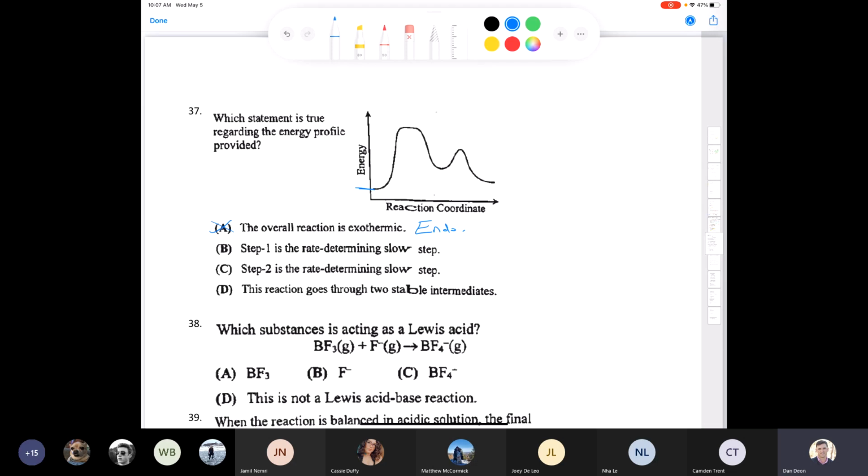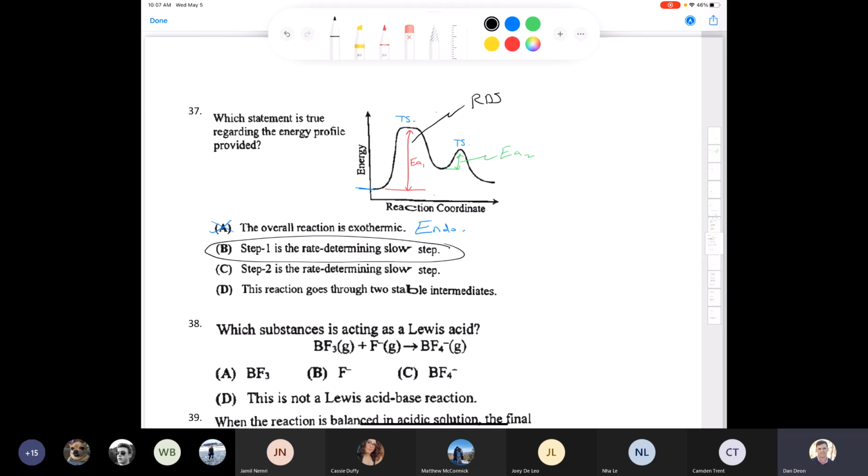Endothermic. So not true. Now, if we take a look at the two steps, we have a transition state here and we have another transition state here. Well, the activation energy for this first transition state, we'll call this activation energy 1, and we'll call this activation energy 2. Well, activation energy 1 is much bigger than activation energy 2. And so step 1 is going to be the rate determining step. So B would be the right answer, right?